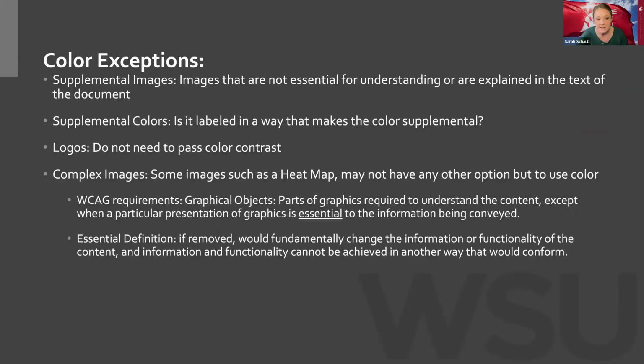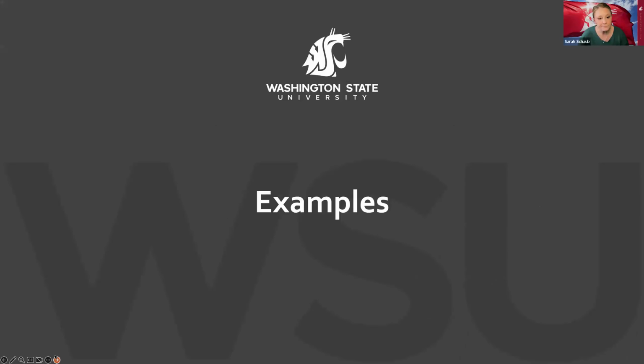Complex images. Some images, such as a heat map, may not have any other option but to use color. And there is a WCAG requirement that talks about this specifically about graphical objects. Parts of graphics required to understand the content, except when a particular presentation of graphics is essential to the information being conveyed. Essential definition: if it's removed, would it fundamentally change the information or functionality of the content? And information and functionality cannot be achieved in another way that would conform. There's rare cases where that's the issue, but a heat map would be an example of that exception.